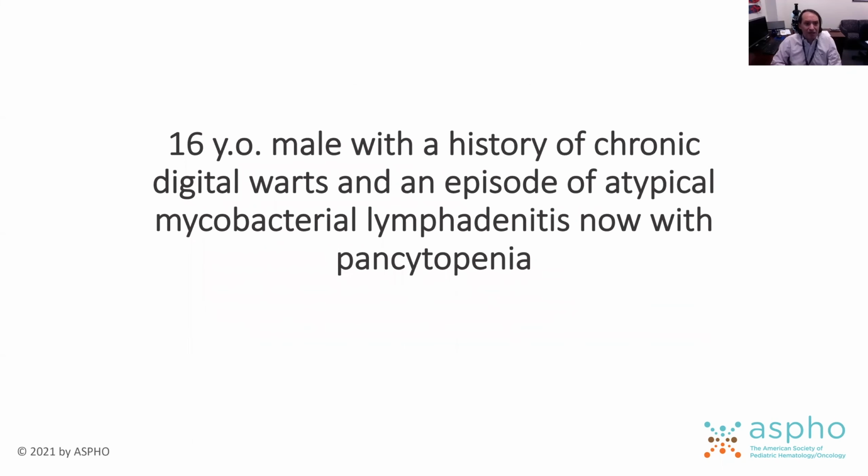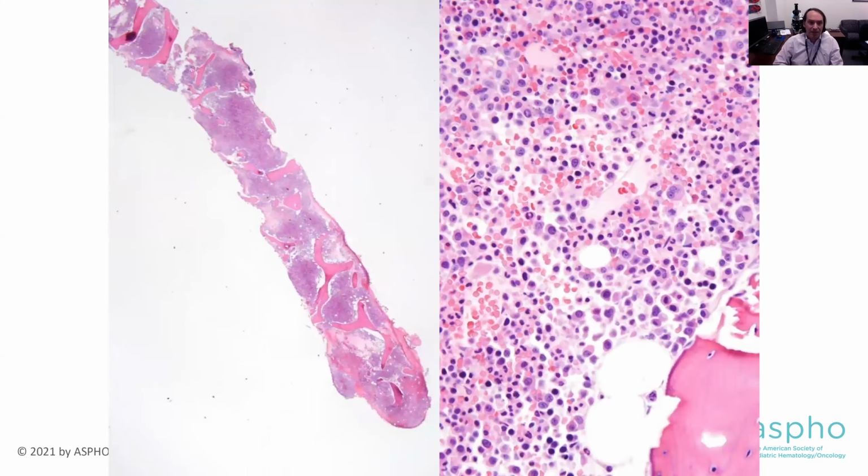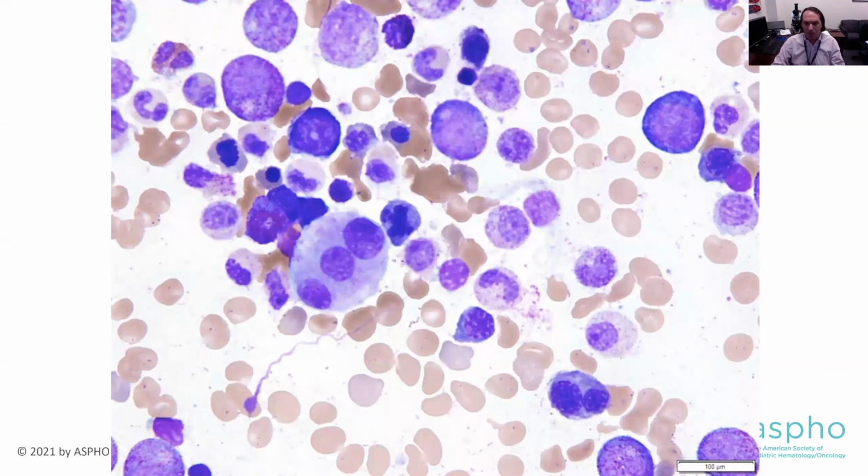The next patient, on a theme moving away from infants, is a 16-year-old male with a history of digital warts and an episode of atypical mycobacterial lymphadenitis, now with pancytopenia. Marrow is hypercellular. You can appreciate even from this power that there are some megakaryocytes that don't look quite right. This marrow doesn't really comport with a pancytopenia, suggesting that there's ineffective hematopoiesis.